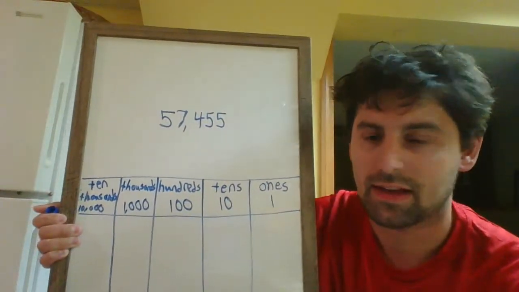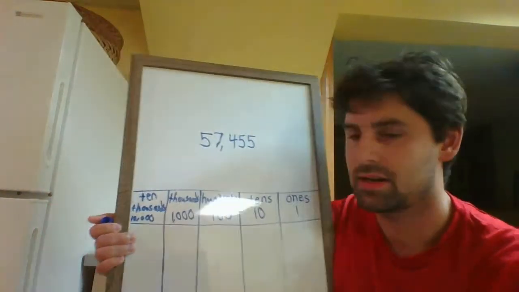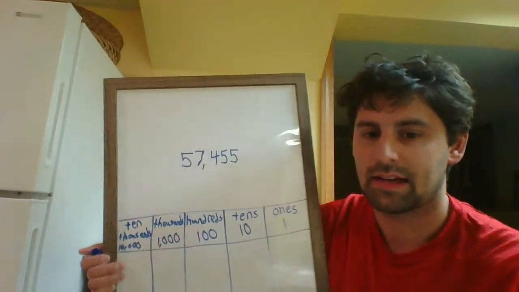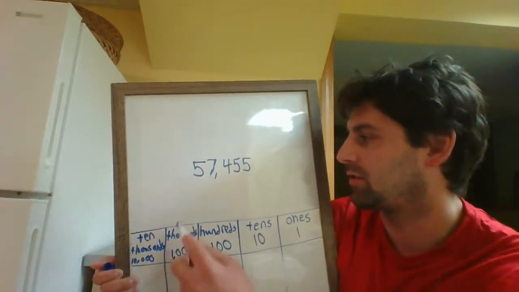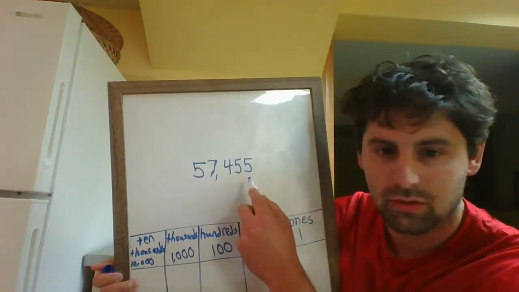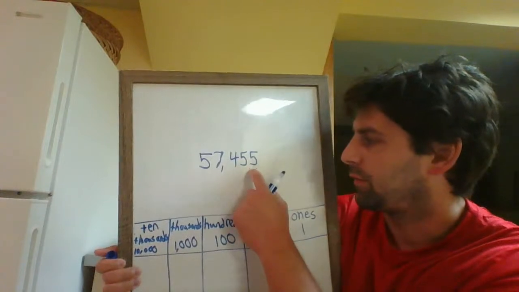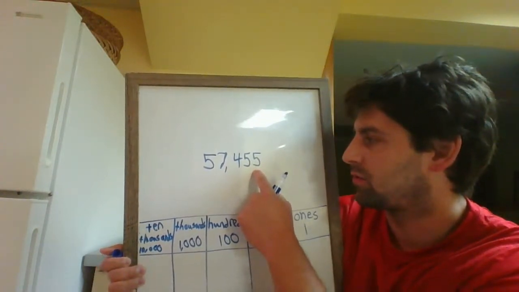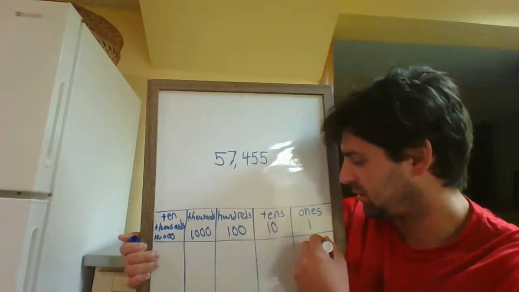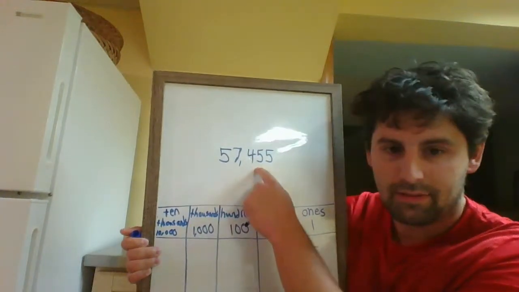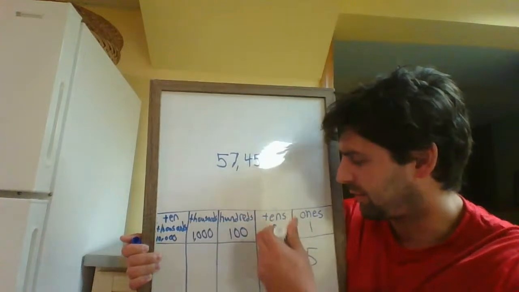So 57,455. Identifying the place value of each digit. The digit all the way to the right is always the ones place. So the first 5 in 57,455 will go in the ones place. So we have 5 ones. The second 5 is in the tens place. So 5 tens.